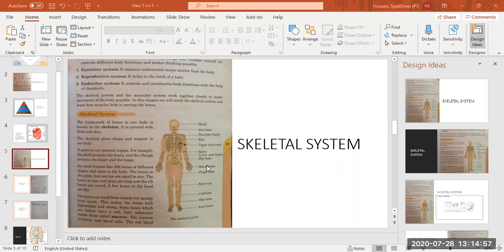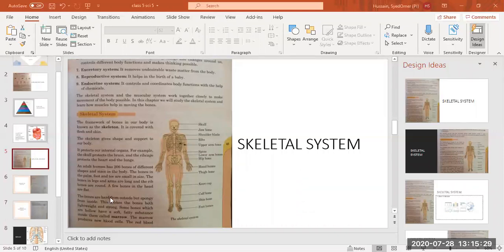And how many bones are there in the human body? There are 206 bones of different shapes and sizes. The bones in the palm, foot, and toe are small in size, and the bones in the legs and arms are long. And some bones are round. We have already studied the skeletal system.